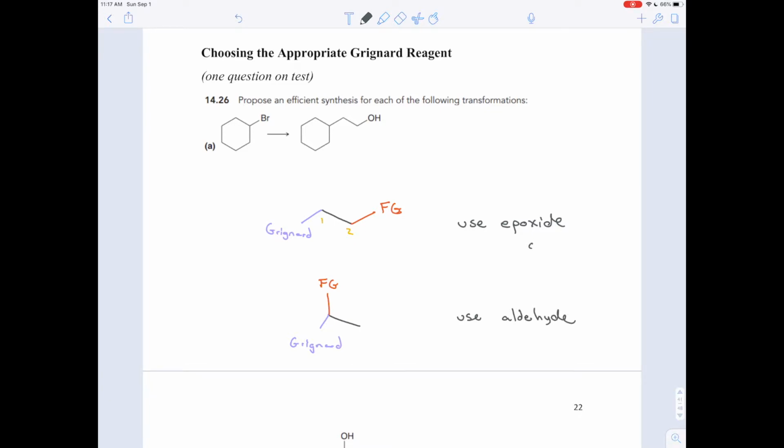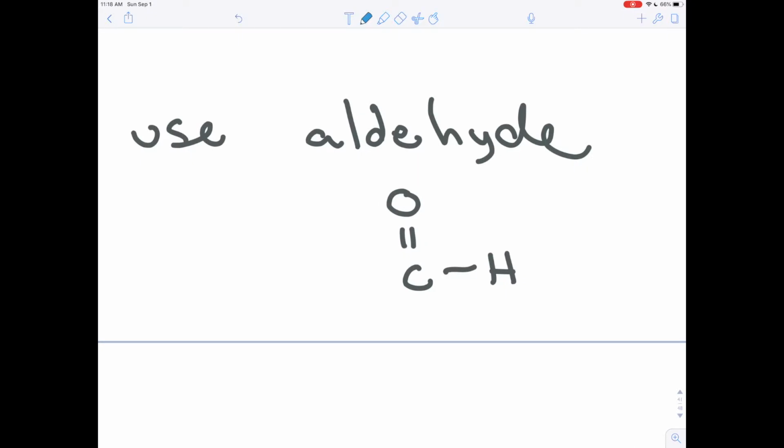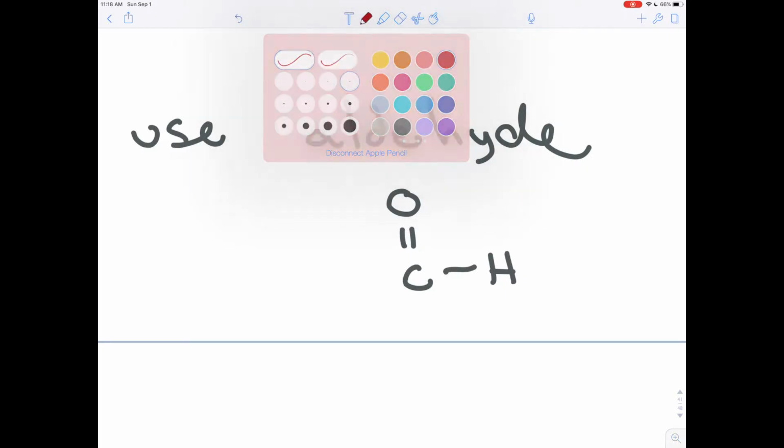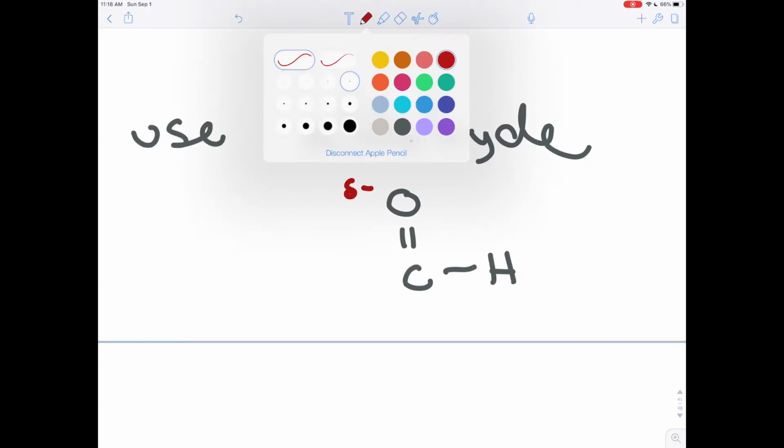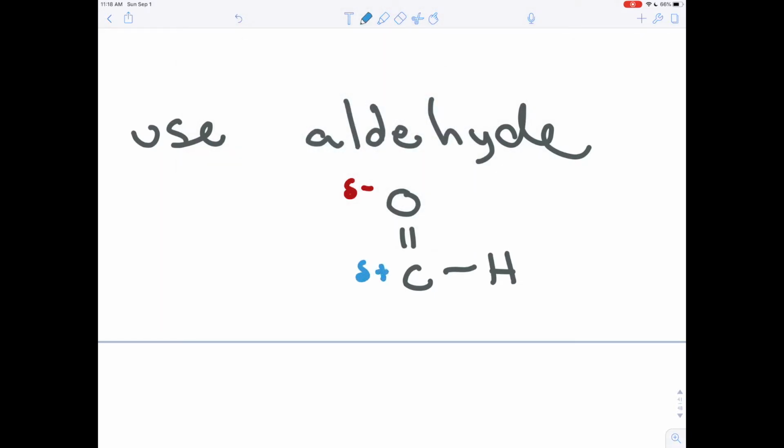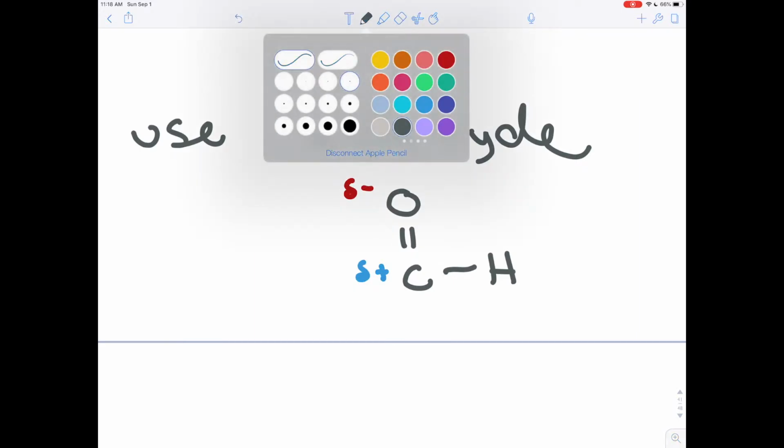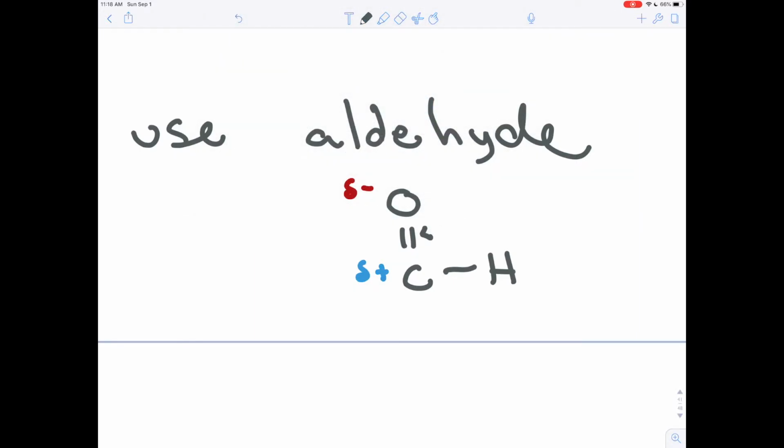So remember, an epoxide is that 3-membered ring. An aldehyde is where you have a carbon double bonded to oxygen, single bonded to a hydrogen. The carbon here is really electrophilic, first because the oxygen is very electronegative, so it's slightly negative, and the carbon is slightly positive, and that's especially the case since they have 2 bonds. But the second reason is because one of these bonds is a pi bond.